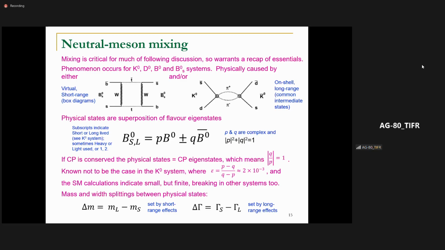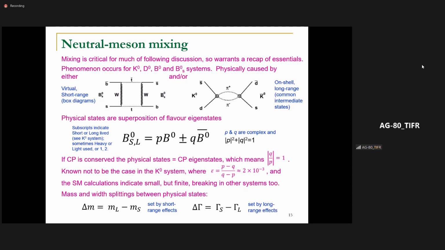Now, if you have CP conservation, then the physical states turn out to be just the same as the CP eigenstates. If you perform a CP operation on this, you'll find that this is a CP eigenstate. For that to be so, that requires that the magnitude of q over p should be 1. In general, in nature, it turns out for all these systems, it's very, very close to 1. But in the kaon system, it was found not to be 1.